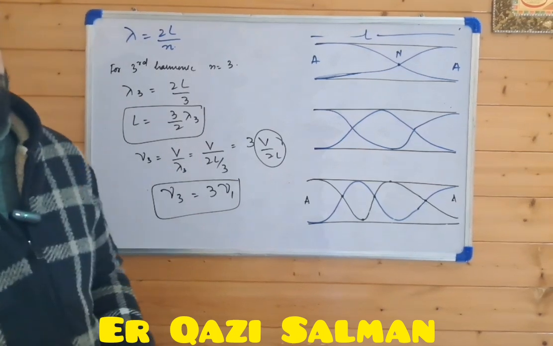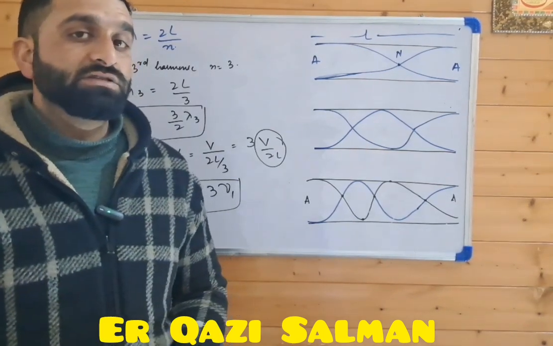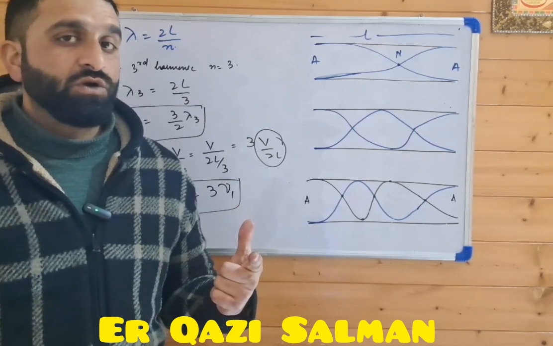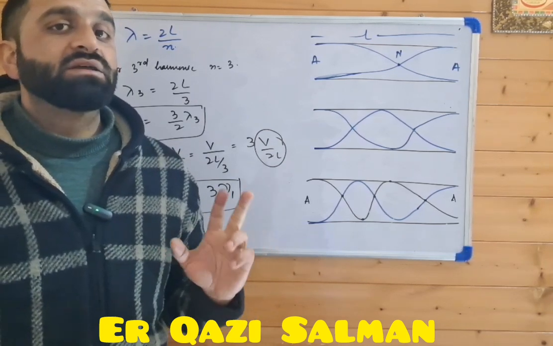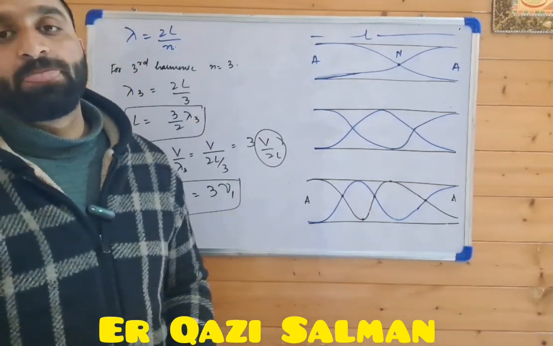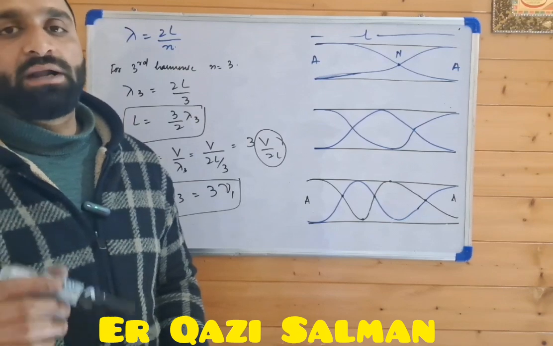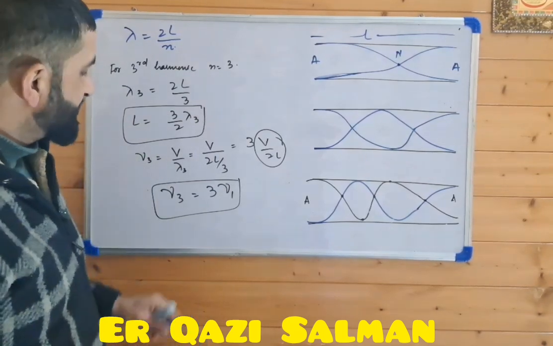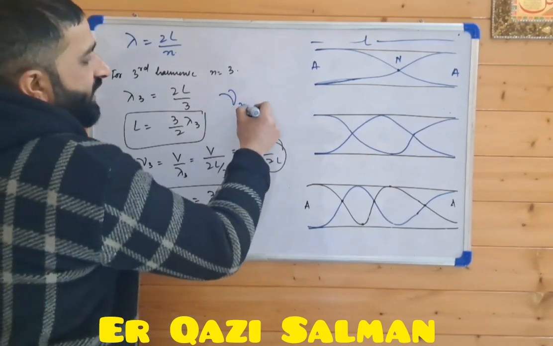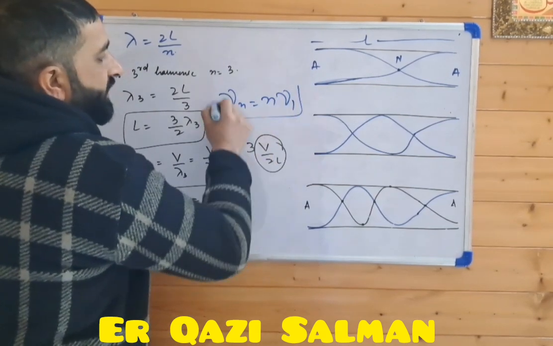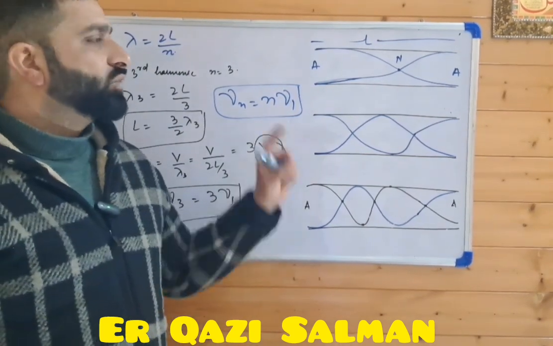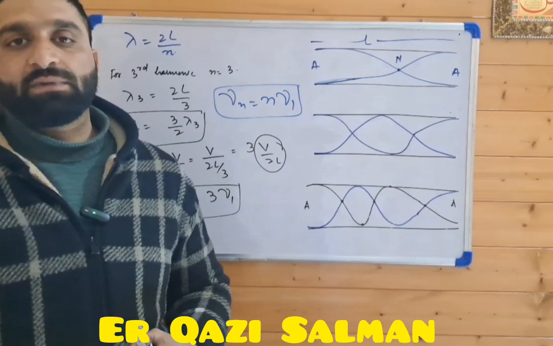From the discussion, we see that we are having all the frequencies. In the fundamental mode, frequency is nu1. In the second harmonic or first overtone, frequency is 2 times nu1. And in the third harmonic or second overtone, we are having frequency 3 times nu1. So it is an integral multiple of the fundamental frequency. We can generalize the equation for the frequency of the nth harmonic as nu(n) equal to n times nu1, where n is the mode number or harmonic number and nu1 is the frequency of the fundamental mode.